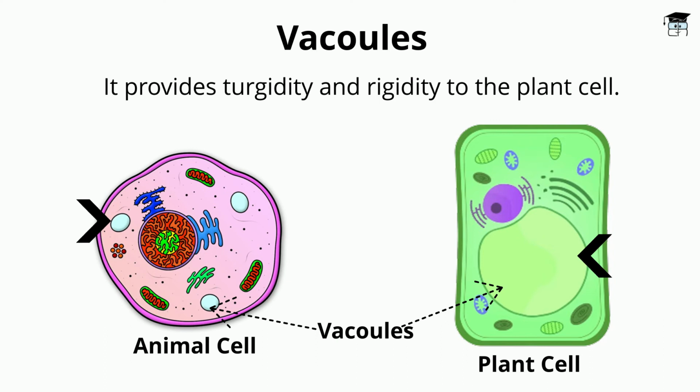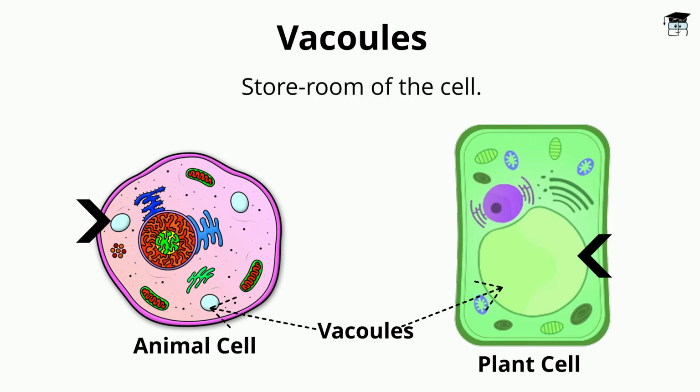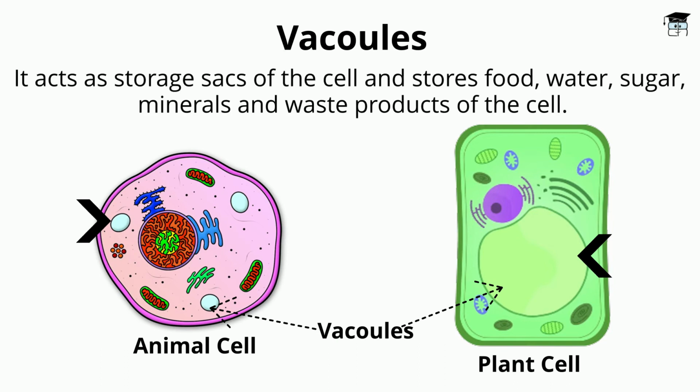You can remember the function of the vacuole by calling it the storeroom of the cell, as the cell stores many things inside the vacuole. It acts as storage sacs of the cell and stores food, water, sugar, minerals, and waste products of the cell.